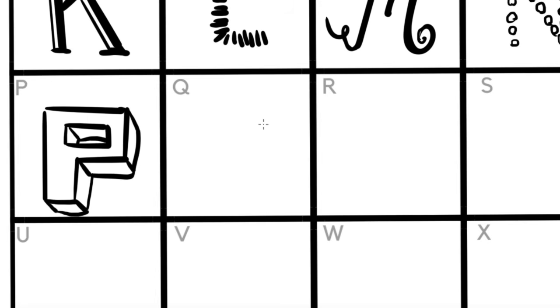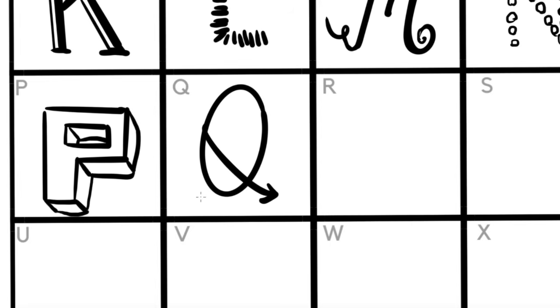For the Q, we're going to make it look like there's some action and motion happening with the letter. So I'm going to draw some little marks around it to suggest some visual vibration. And for the crossed part of the Q, I'm going to turn that into an arrow to also suggest some motion and direction.